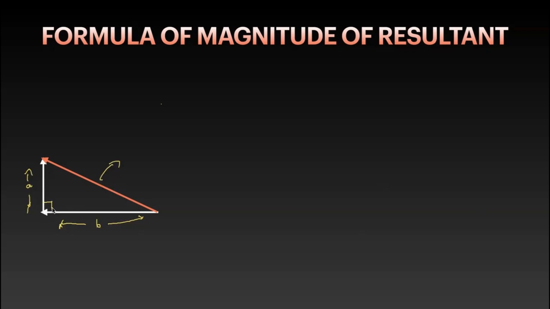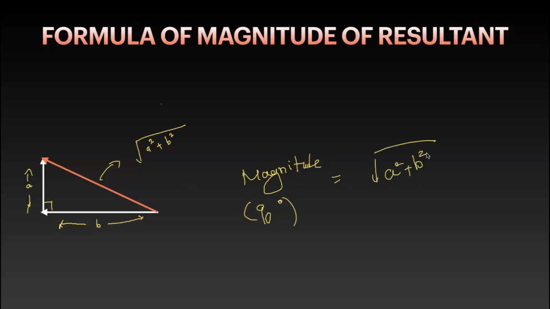So what is the magnitude of this? How will you find? Yes, everyone would have told it by now. It's Pythagoras theorem, which is root of A square plus B square. A and B are not vectors, they are the magnitude of those two vectors. So magnitude is nothing but root of A square plus B square. So write down magnitude, write down 90 degrees is root of A square plus B square. Clear? Simple.